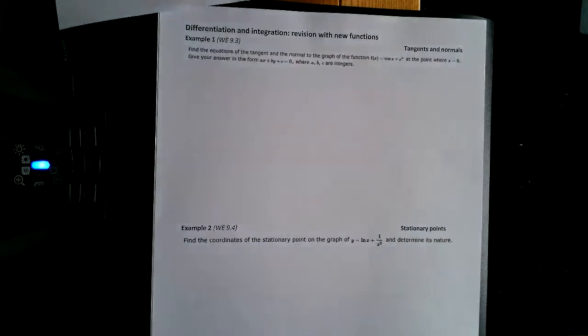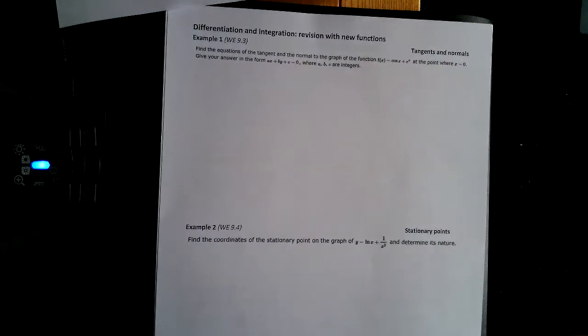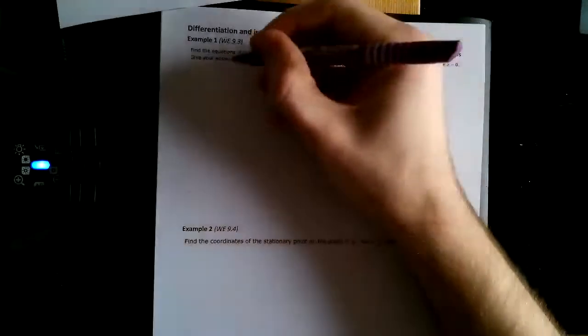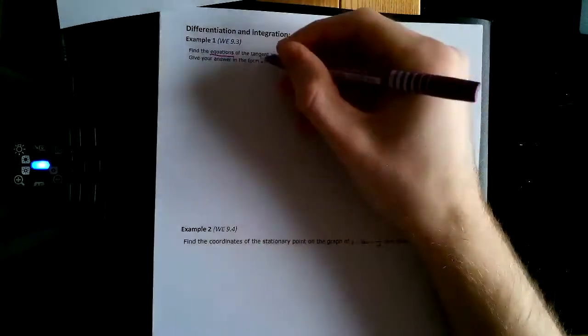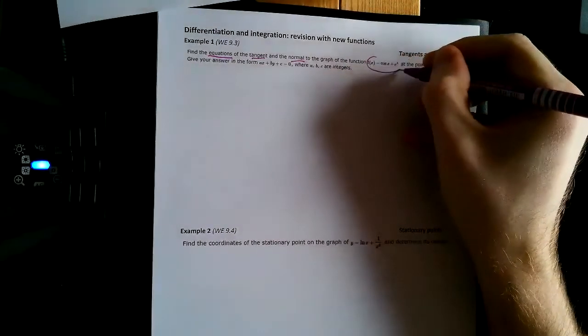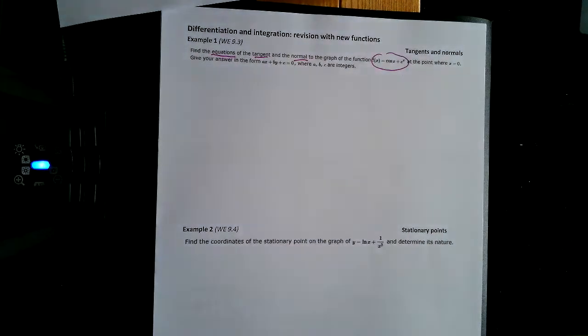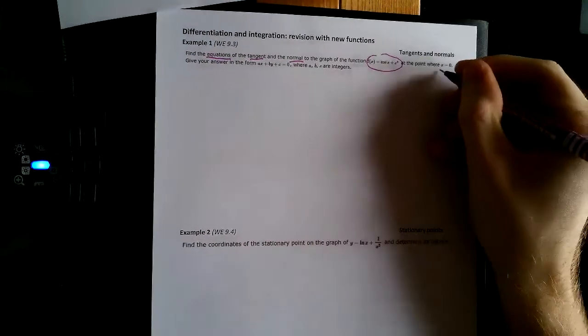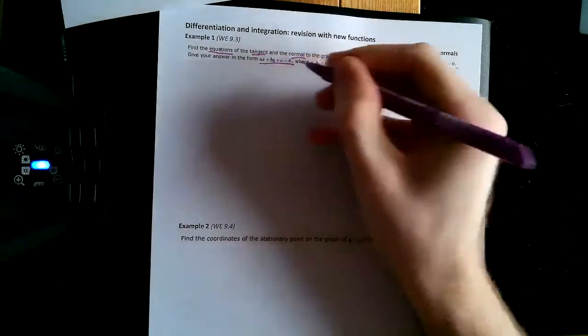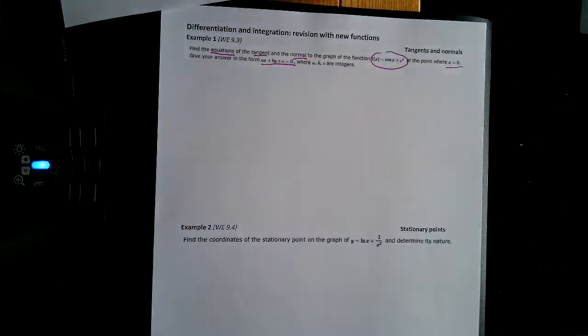So pause it to have a read of this. It says, find the equations of the tangent and normal to the graph of the function f of x is cos x plus e to the x at the point where x equals 0. And we need to give our answer in the form ax plus by plus c equals 0.